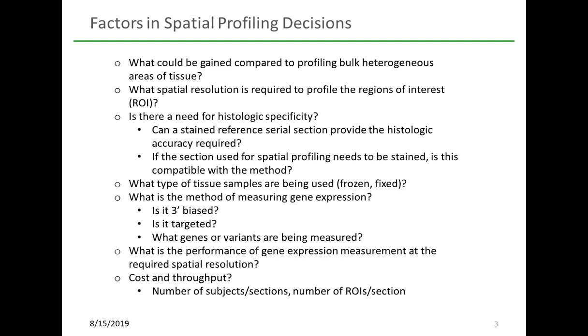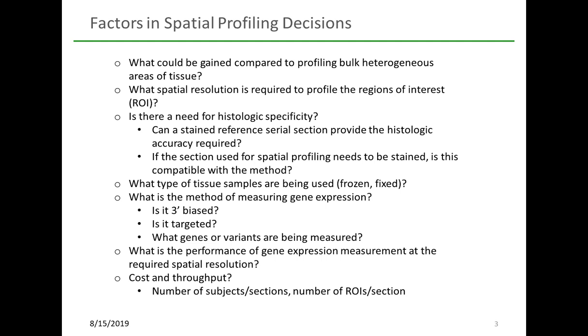And that brings us to the fourth, which is the type of sample. Can you use fixed tissue, or do you have to use fresh frozen tissue? Because that dictates obviously what types of samples and how many samples and how complicated processing those samples can be.